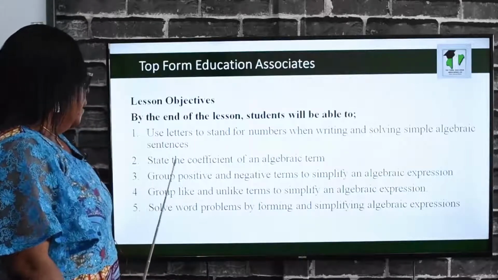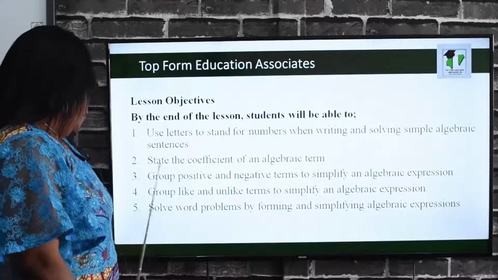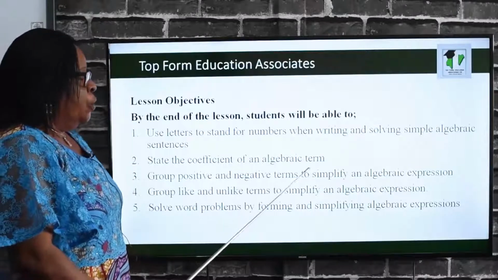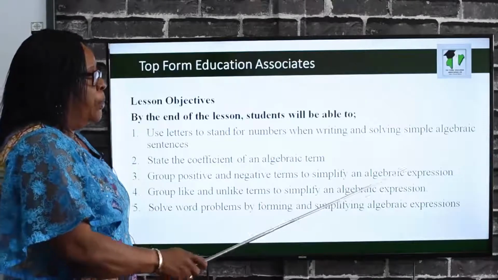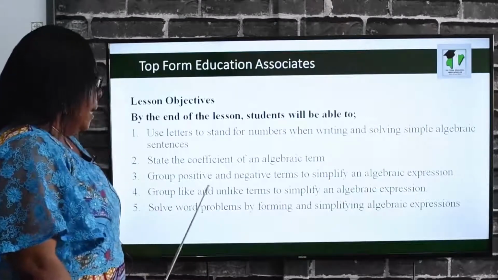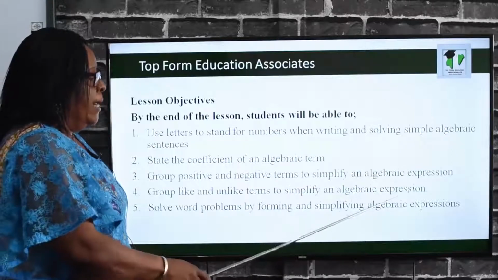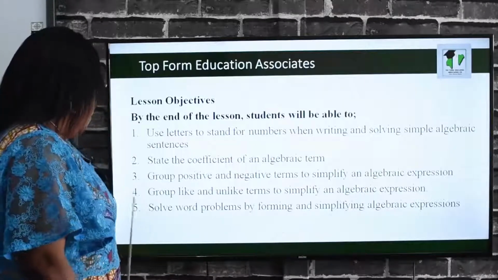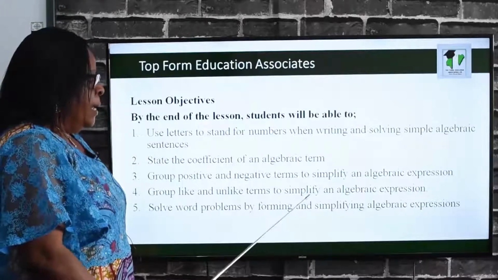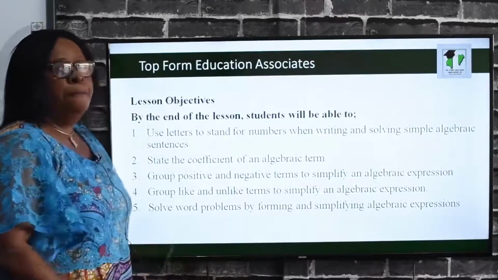2. State the coefficient of an algebraic term. 3. Group positive and negative terms to simplify an algebraic expression. 4. Group like and unlike terms to simplify an algebraic expression. And 5. Solve word problems by forming and simplifying algebraic expressions.